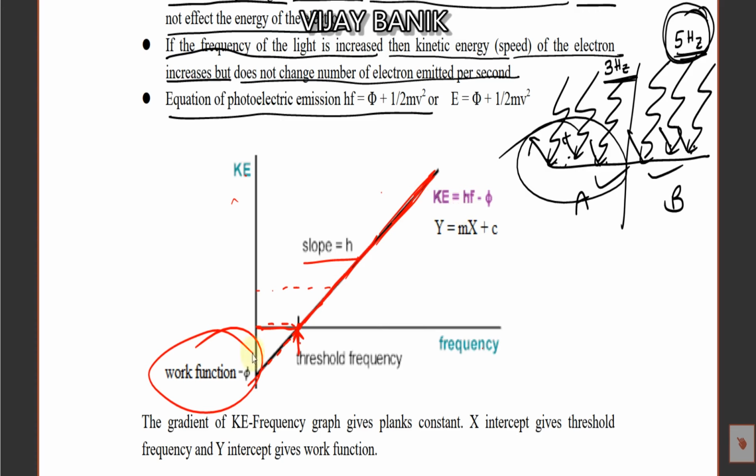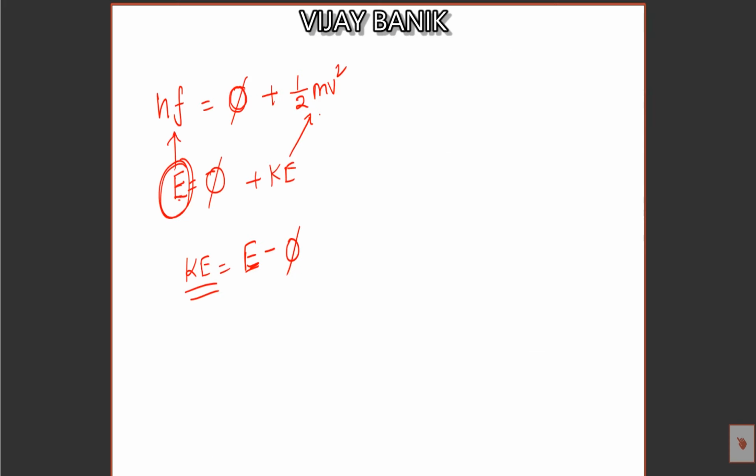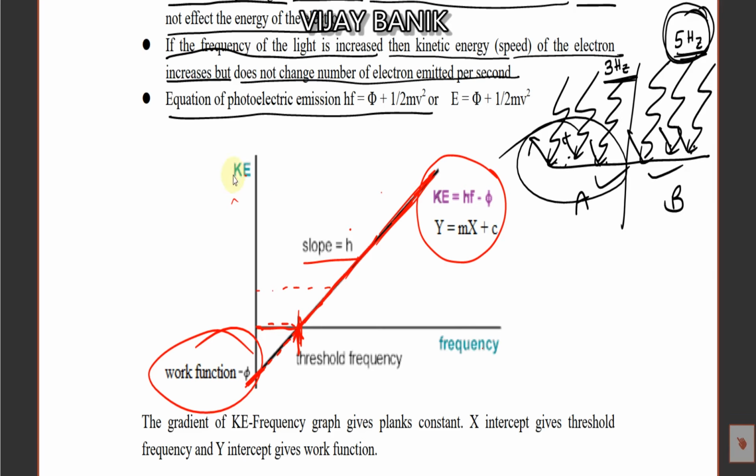So you have this work function over here. Cutting the y-axis, work function. Cutting the x-axis, threshold frequency. Gradient, slope. But why? I already explained this here with the help of y equals mx plus c. Let me still explain it to you. So you can see this is the equation we are using for the graph. Kinetic energy is your y, because we are drawing kinetic energy on the y-axis.